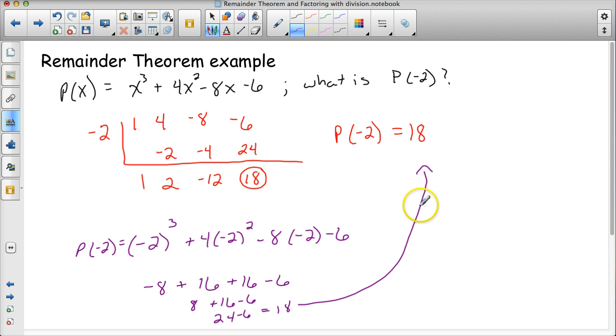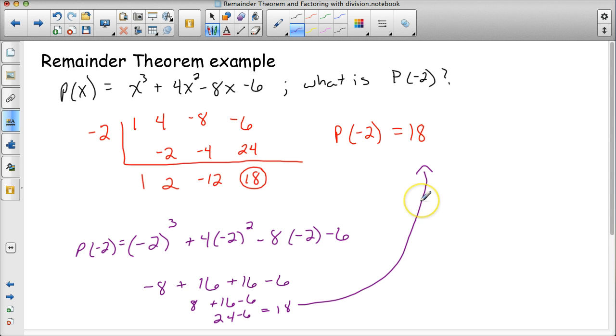Because the remainder is not 0, that means that p of negative 2 is not 0. So it is not a factor of the function. X plus 2 is not a factor of x cubed plus 4x squared minus 8x minus 6.